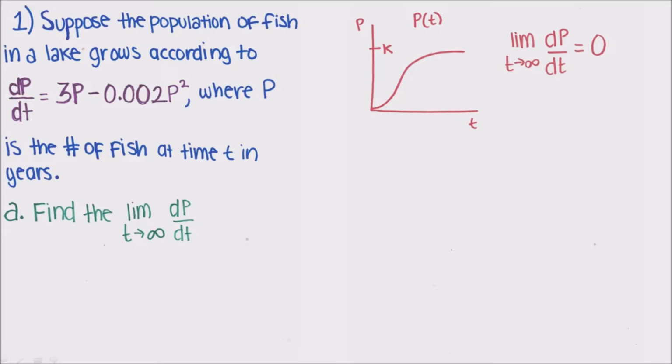So looking at a P of t graph, we know that as time goes on, the population will slowly reach and flatten out at its carrying capacity, where the carrying capacity is the maximum amount that the population can grow to. Therefore, once the population reaches its carrying capacity, it's not going to grow after that. So we know that the limit as t goes to infinity of dP over dt, or the rate of population growth, is going to be equal to 0.